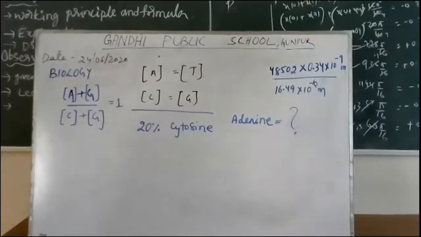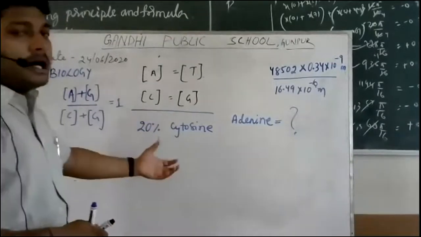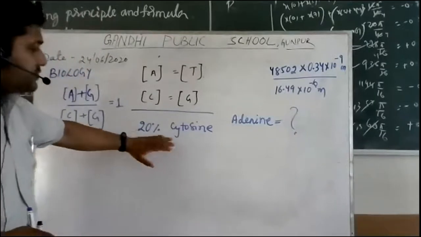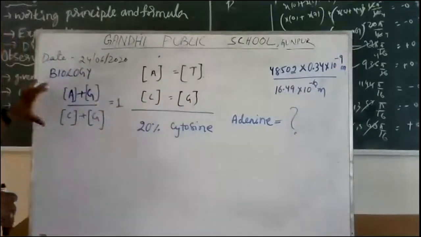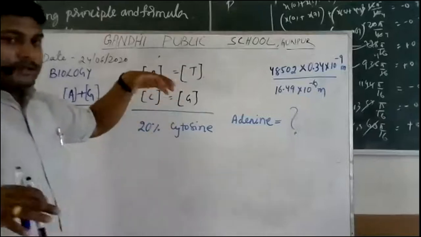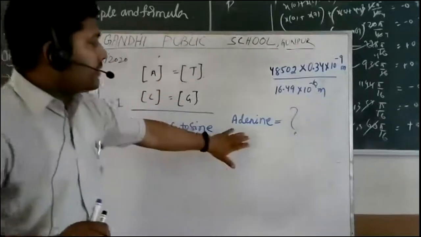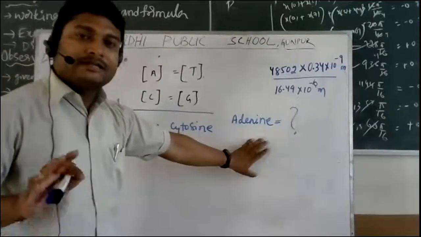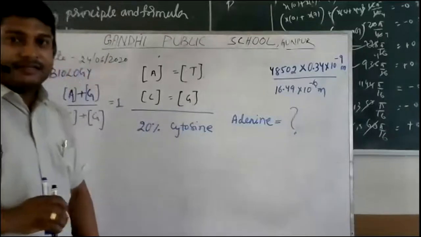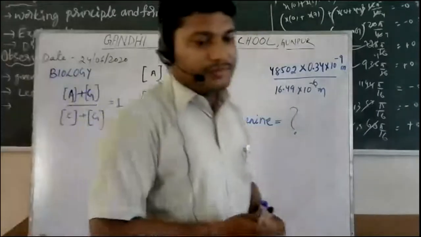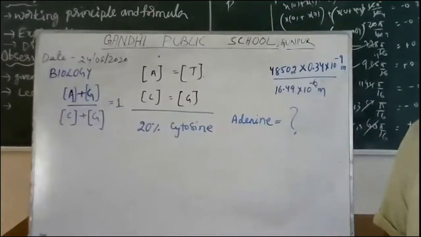Can anybody give me a clue on how we can solve this? The question says 20% cytosine is given. Here you have the equation, right? And the 3 points I had told you. Now, can we find out the adenine? 30%. 30%? Can you tell me how? Who said that? Pooja, tell me, how can we solve it?